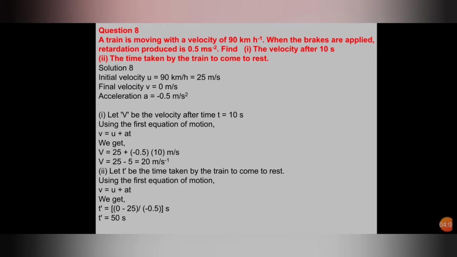So now we have to find v. I'll use the first formula, v is equal to u plus at. When substituting, I get v is equal to 25 plus minus 0.5 into 10 meter per second. That comes 25 minus 5, which is 20 meter per second. That's the first answer, the velocity. Now we have to find t. So again I'll substitute in the same formula, v is equal to u plus at. I get t is equal to 0 minus 25 upon minus 0.5, that is 50 seconds. So that is my second answer.